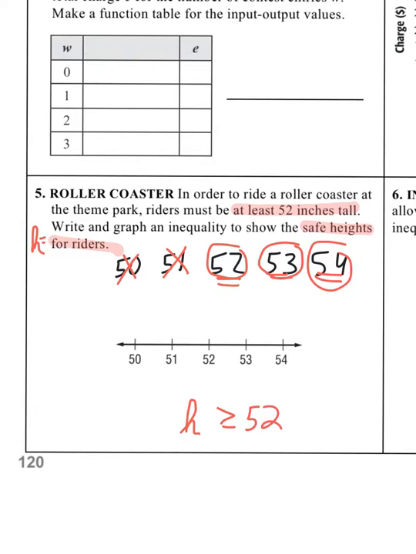All right, let's see how you did, guys. So when you are graphing this, first you got to decide on the type of circle. Since it's greater than or equal to, it includes the 52. So I'm going to put a nice closed circle on the 52.